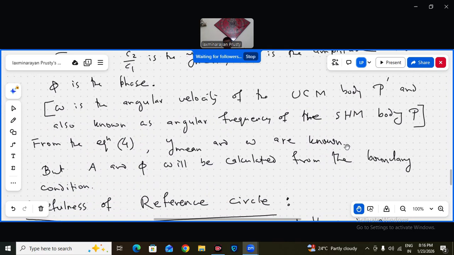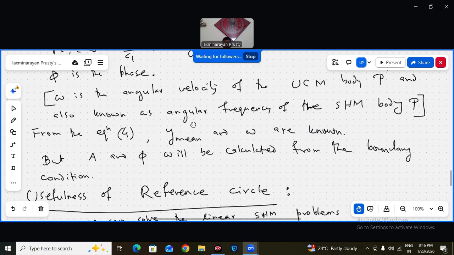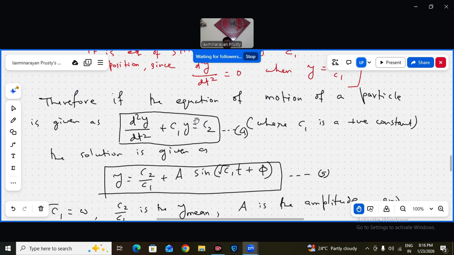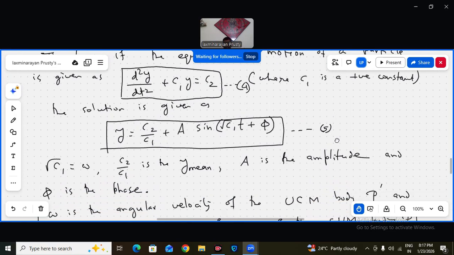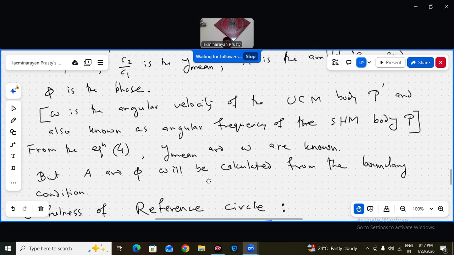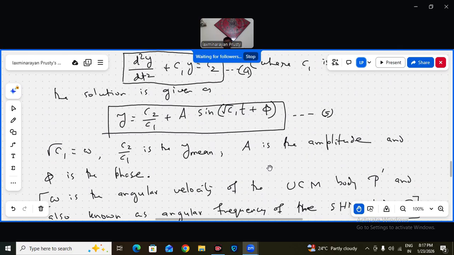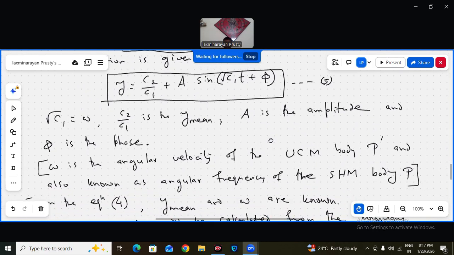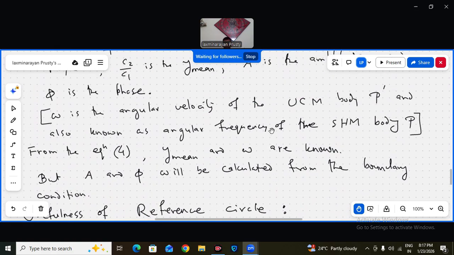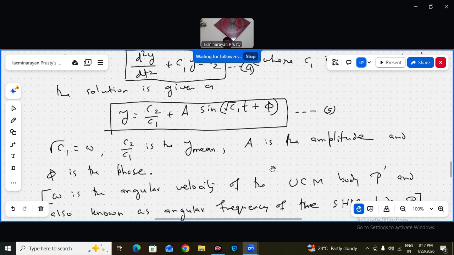So this omega is what? Angular velocity of the particle moving in UCM. But in case of the SHM particle, we don't call it angular velocity, we call that angular frequency. That's what I wrote here. So A and phi, how to know that? You need to know some other information like boundary conditions. What is the velocity at this time, or acceleration at this time? Initial conditions have to be specified if A and phi have to be determined. Two boundary conditions are required because there are two unknowns, A and phi.